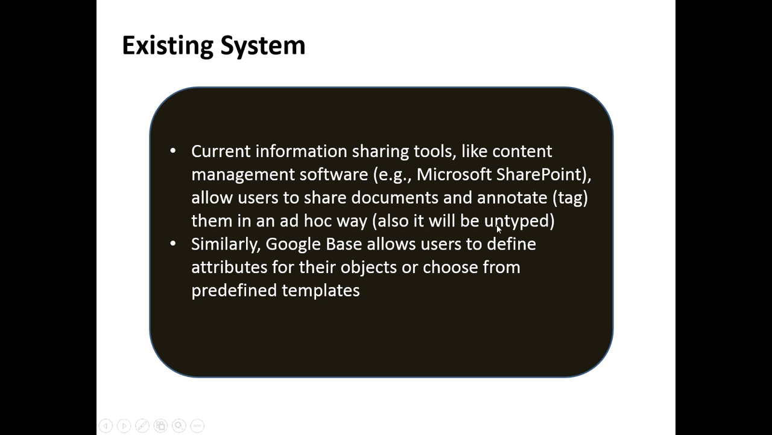Similarly, the second existing system is Google Base. Google Base allows the user to define attributes for their objects or choose from predefined templates. It won't dynamically suggest the attributes to us. It just asks us to create them, so it doesn't recommend anything. It completely leaves us to give the entire details about the product, and we should be generating the attributes also. So that's the second existing system.